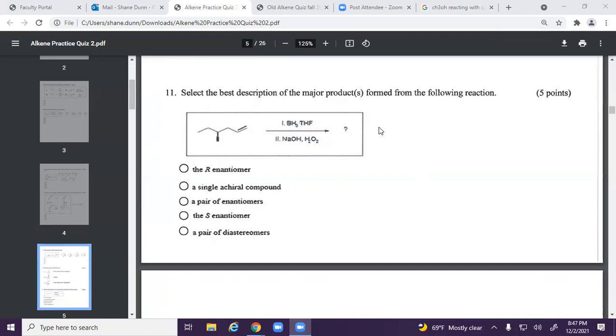Let's check in real quick. BH3, THF, NaOH, H2O2. Okay, good.